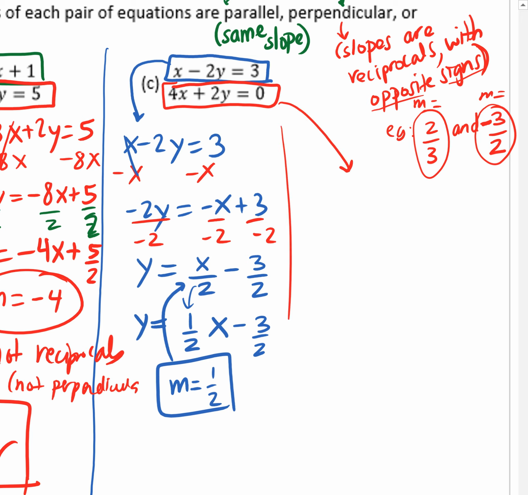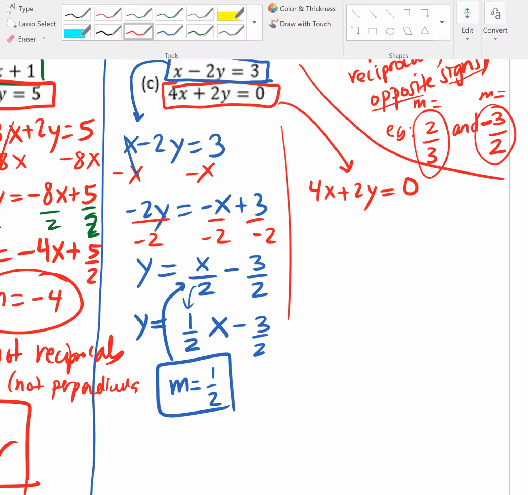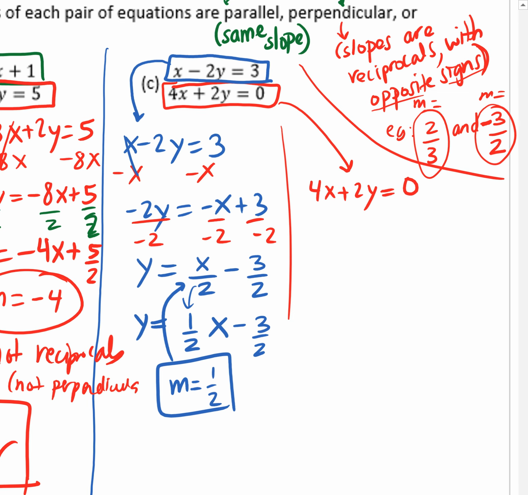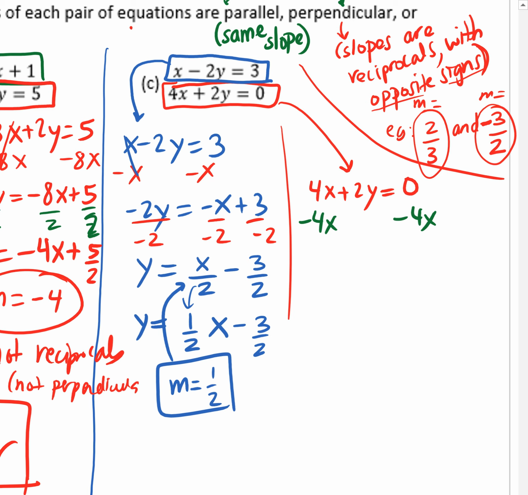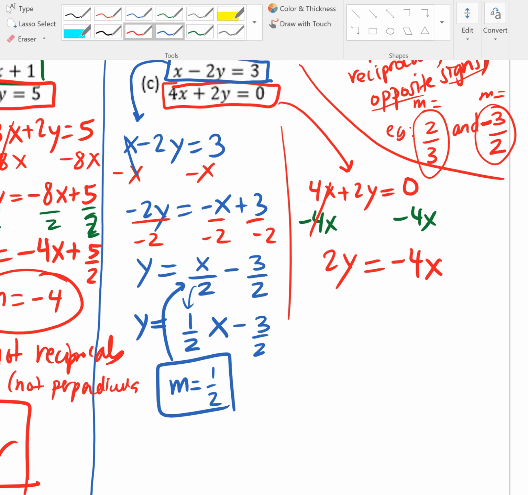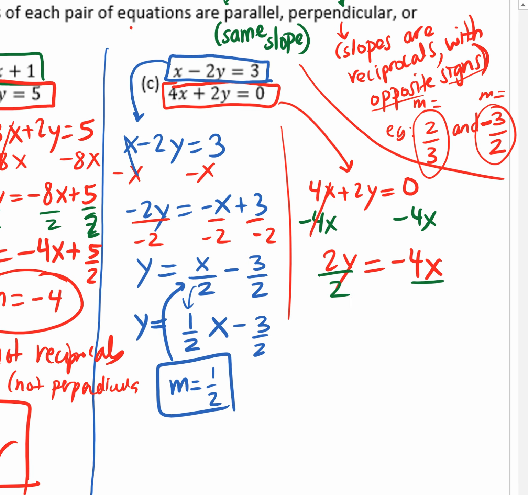Now let's try the second one. Second one's 4x plus 2y is 0. If I want to solve this for y, I'd better move the 4x over. I'll subtract it. Then I'll have 2y by itself. 0 minus 4x, you could just write negative 4x. And the last thing is I'll divide by 2. So y must be equal to negative 2x.